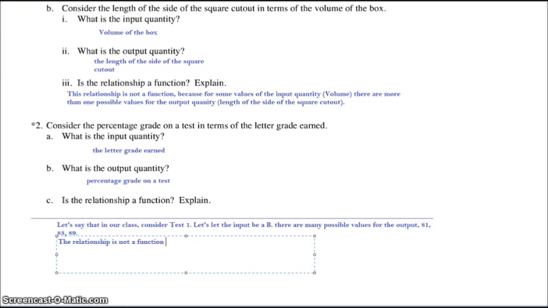The relationship is not a function because for any input value, which is the grades, there is not exactly one output value. Numeric grades, percentage grades.